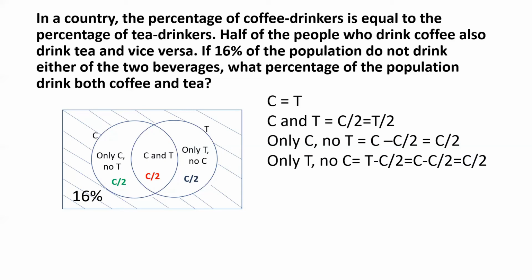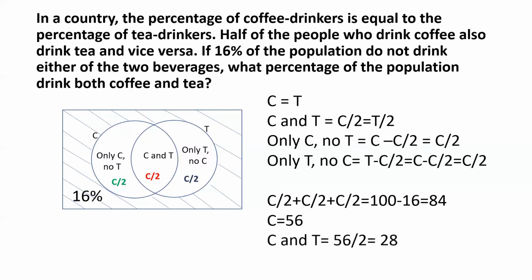Now, if we consider only the area which is not shaded, which is the circular areas, and add C by 2, C by 2 and C by 2, the three C by 2s, that should be equal to the whole percentage of the population, which is 100%, minus the shaded area, which is 16%. That would be equal to 84. From this, it's easy to solve for C. C becomes 56.